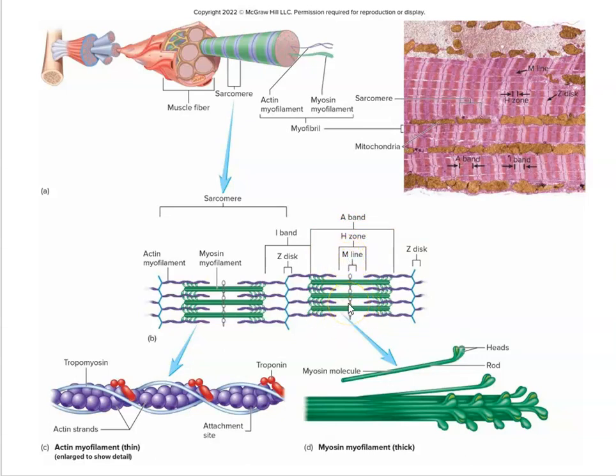Maybe you can think of that as the end zone, H zone, end zone, before you get to the M line, perhaps. And then the words light and dark can kind of help you keep these straight. The word light has an I in it, so light, I band, there's only thin filament. The word dark has A in it, so dark, A band, where there's thick myosin and also that zone of overlap.